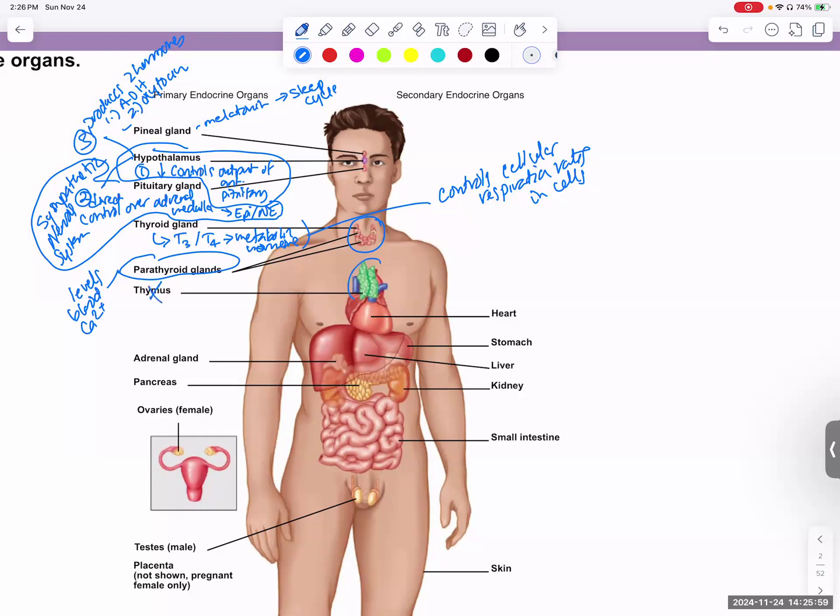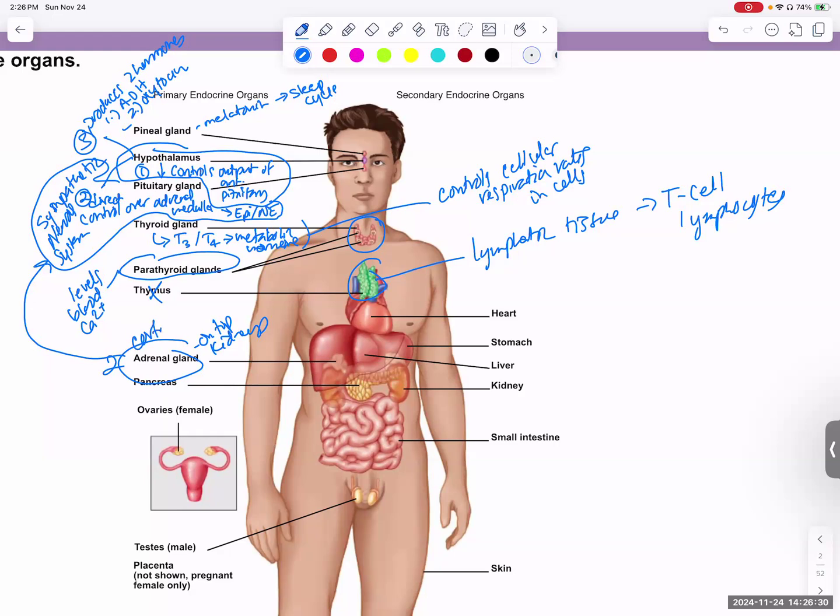Thymus, we're not going to talk too much about, but this is really a lymphatic tissue producing T cell lymphocytes. So yes, your endocrine and immune system are tied in. But the adrenal gland, you have two of them. They are on top of the kidneys. And again, the inside, the medulla, is the epinephrine, norepinephrine. The cortex, a big one is cortisol. Another one is aldosterone, which we also covered in chapter 18.